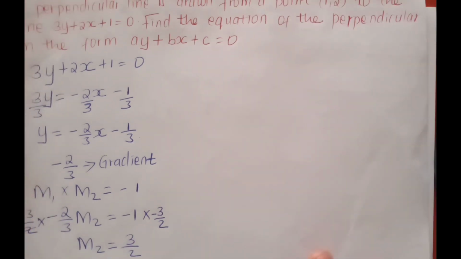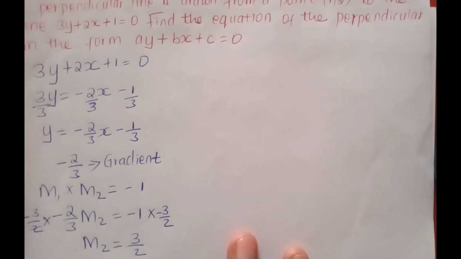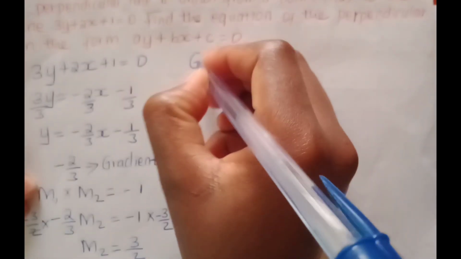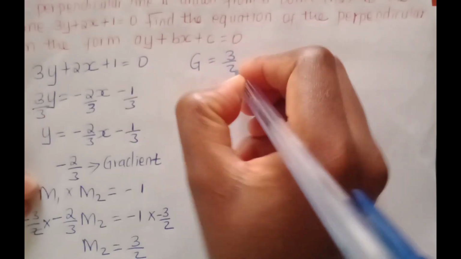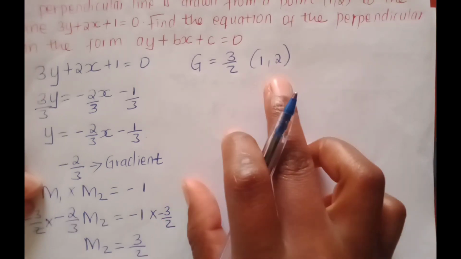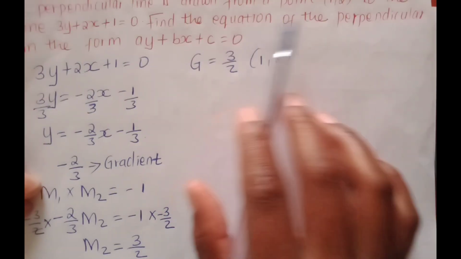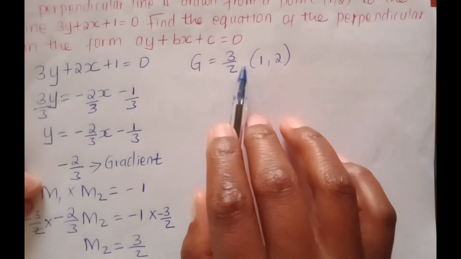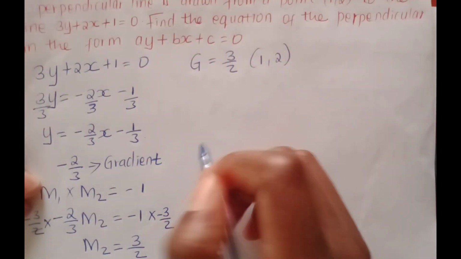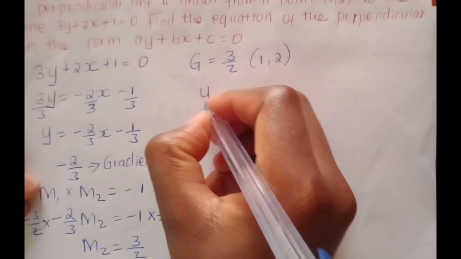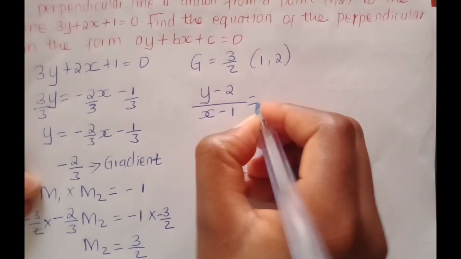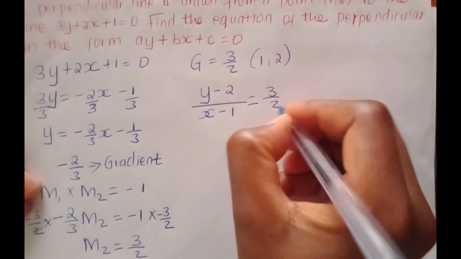So this being our gradient 2, remember we have one point of the line. So we have the gradient as 3 over 2 and we have the point as (1, 2). So that means we can find the equation of the perpendicular line. So we have the change in y divided by the change in x. So this one will be y minus 2 divided by x minus 1 is equal to 3 over 2.